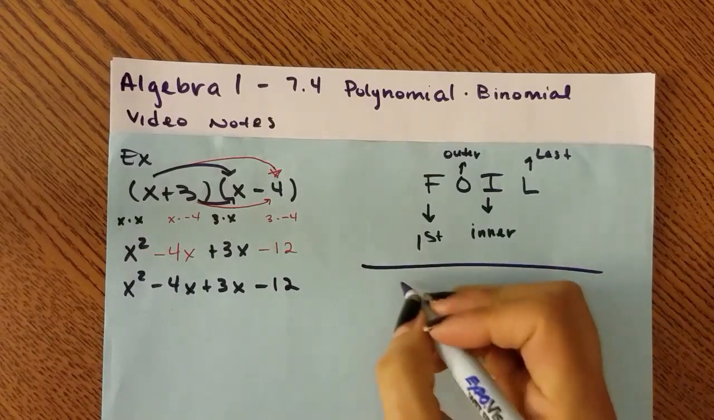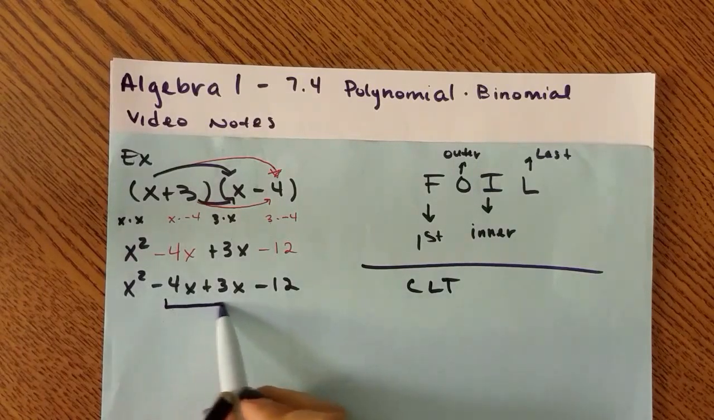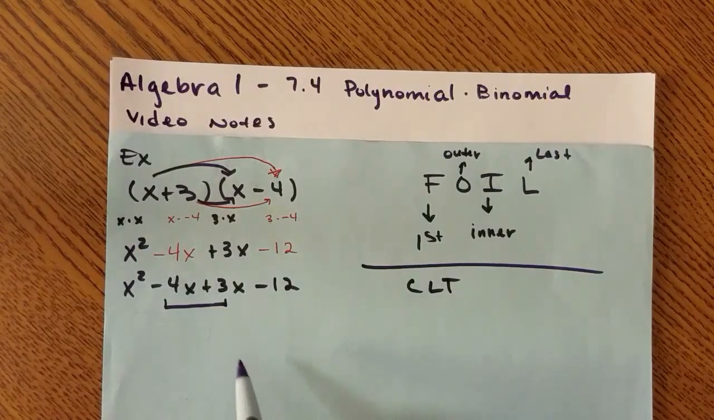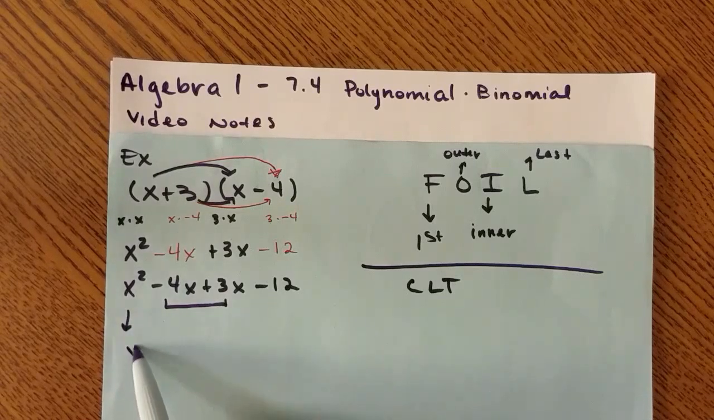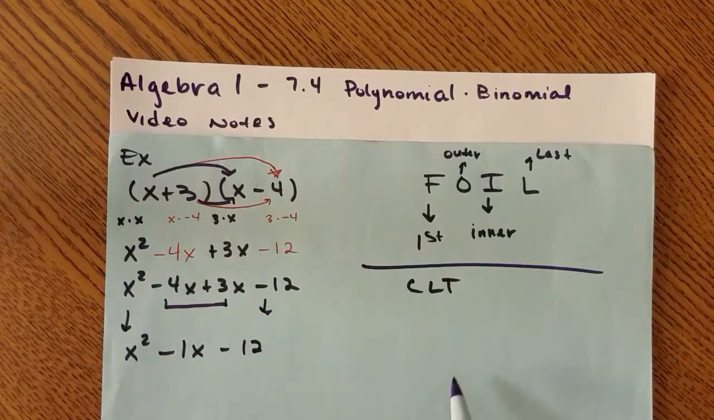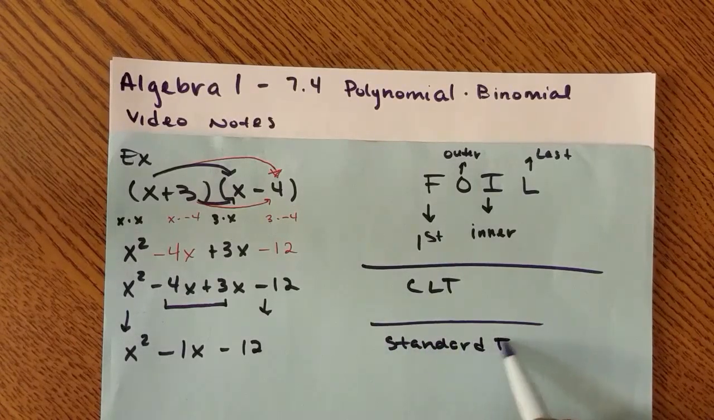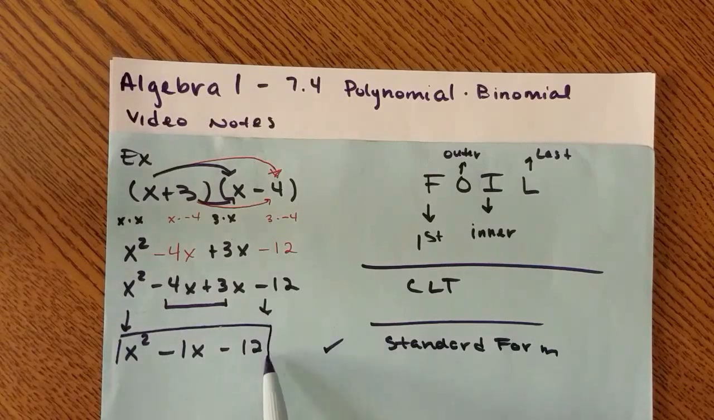So we have x squared minus 4x plus 3x minus 12. The next thing we're going to do is combine like terms. We have two like terms here in the middle, negative 4x plus 3x. So this x squared is just going to come down. Negative 4 plus 3 is negative 1x, and then this negative 12 also comes down. The last thing you want to do is write in standard form. If we look at this, this is already in standard form, so we're good to go. And that's it. That's all we're doing. You're not solving for anything. All we're doing is multiplying here.